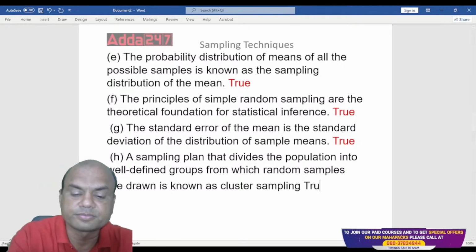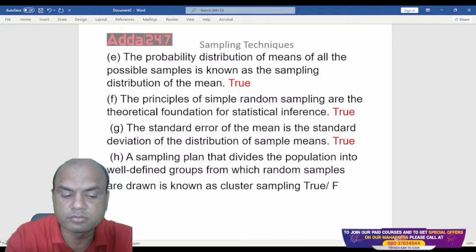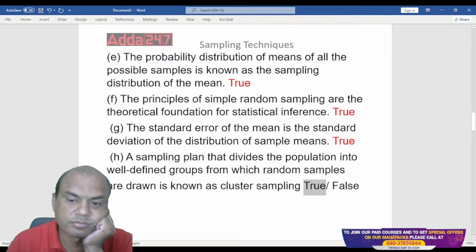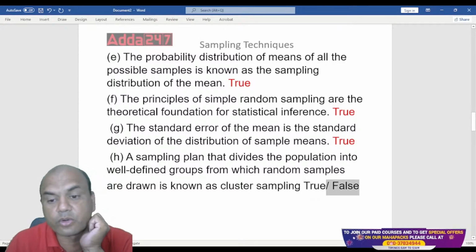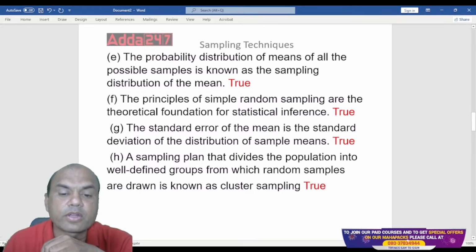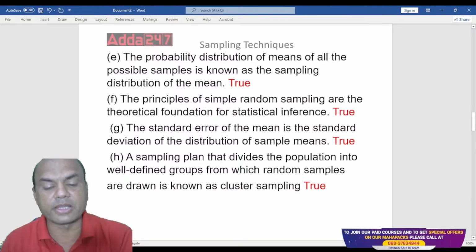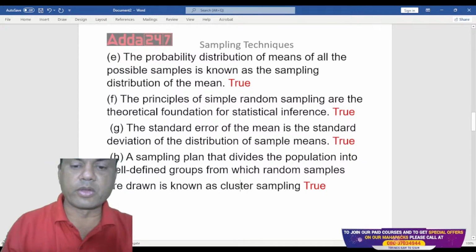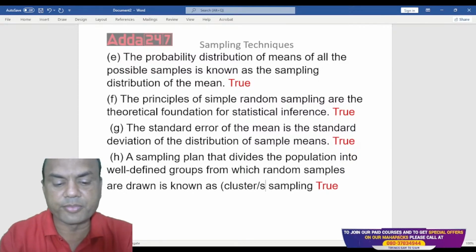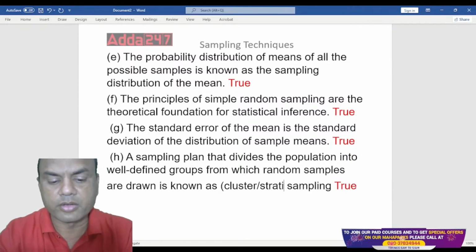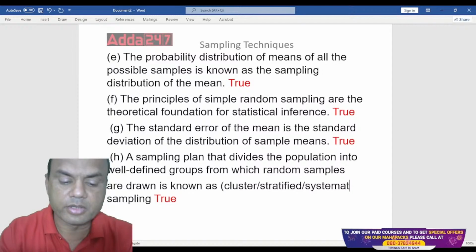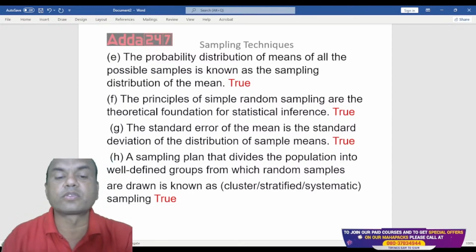True or false? Is it true or false over here, everyone? It is true. See here, I'll tell you one point. Even if this answer, instead of cluster, had been, let me give you 3-4 options, stratified, or systematic, then also the answer would have been correct.